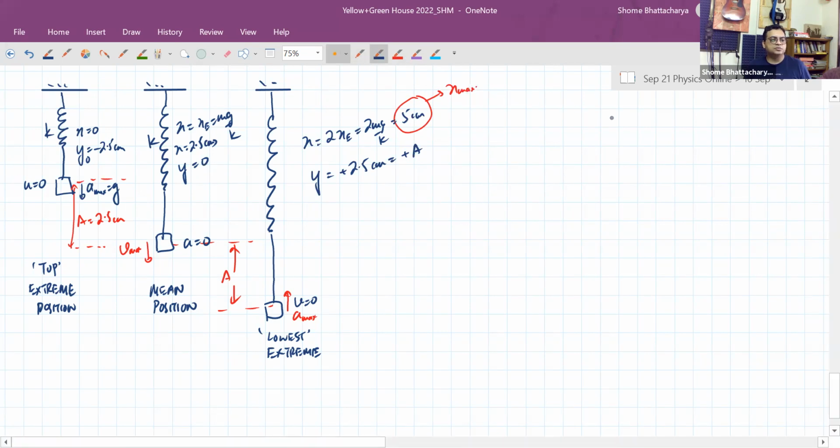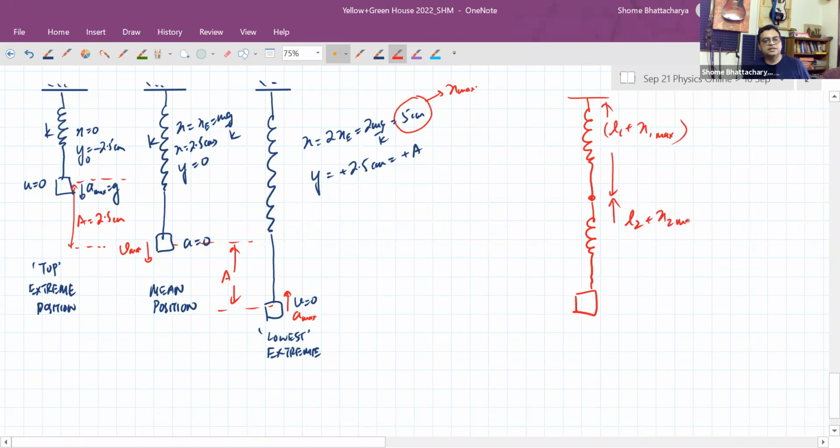Now at this maximum extension position, the individual springs are like this. This spring is at L1 plus x1's maximum value. This spring is at L2 plus x2's maximum value. And the block is at rest, but having upward maximum acceleration. This corresponds to this third diagram over here.